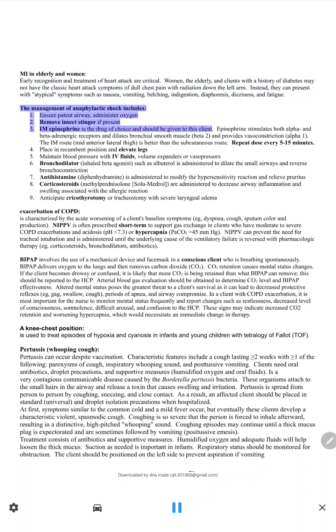The management of anaphylactic shock includes: 1. Ensure patent airway, administer oxygen. 2. Remove insect stinger if present. 3. IM epinephrine is the drug of choice and should be given to this client.